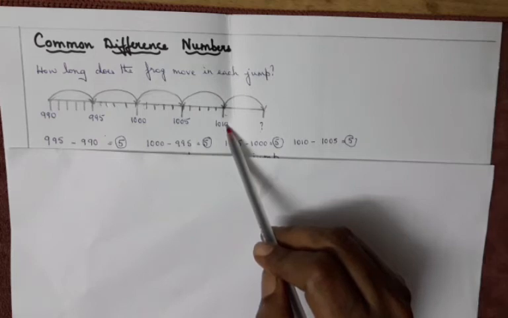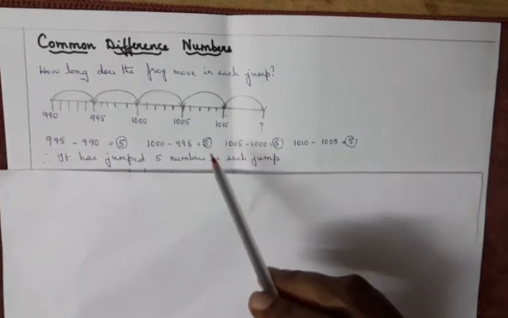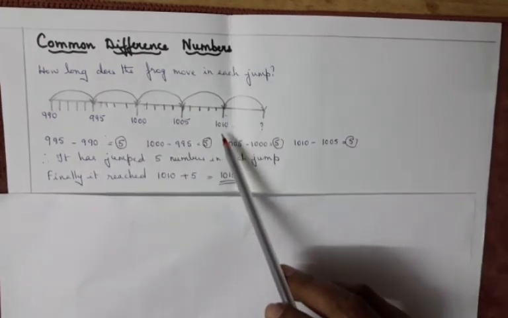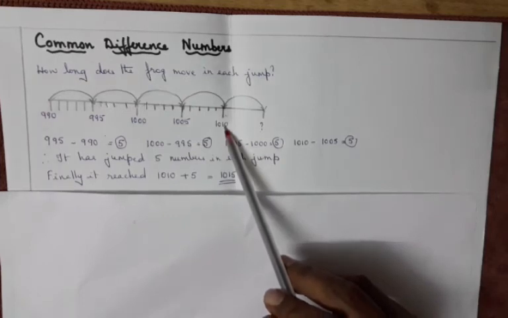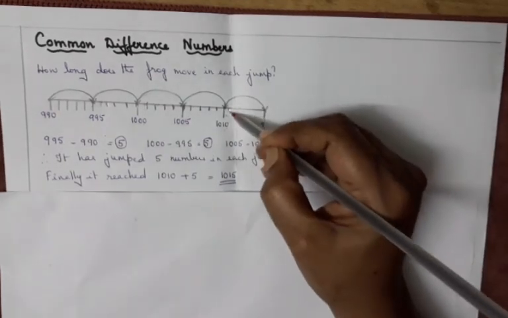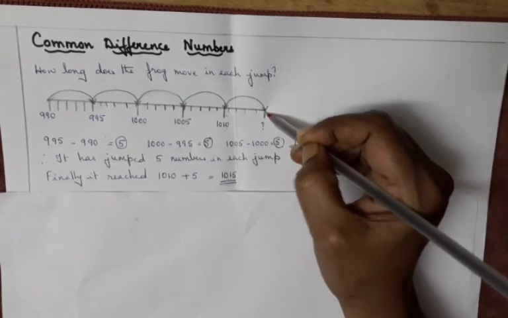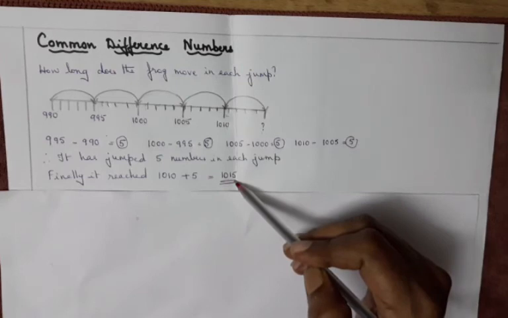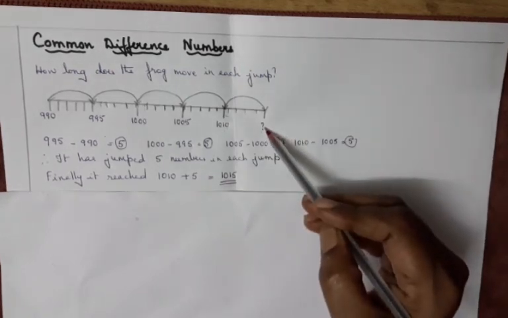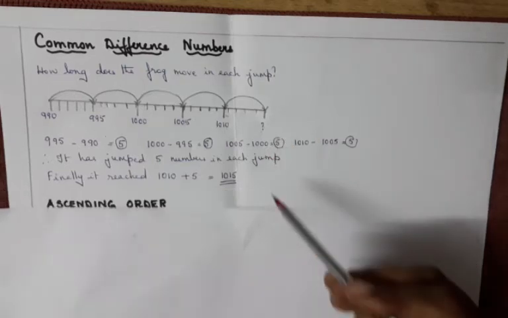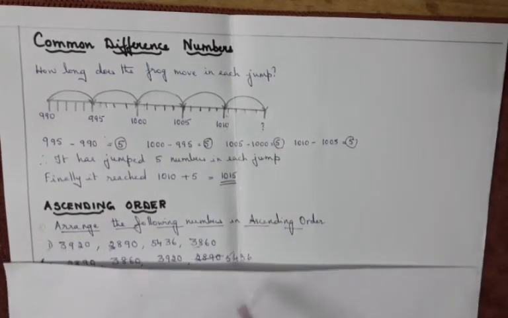So again from 1005 it is jumping to 1010, isn't it? So how many jumps? 5 jumps. Now it has jumped 5 numbers in each jump, and finally it has reached 1010. So the next also there will be 5 jumps. So for 1010 you add 5. What you get? Answer: 1015. So the frog has made the last jump to 1015.